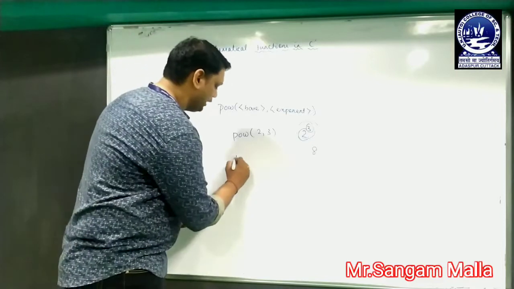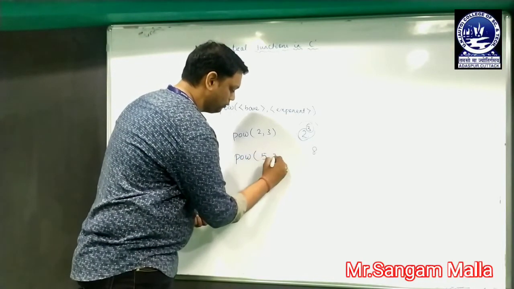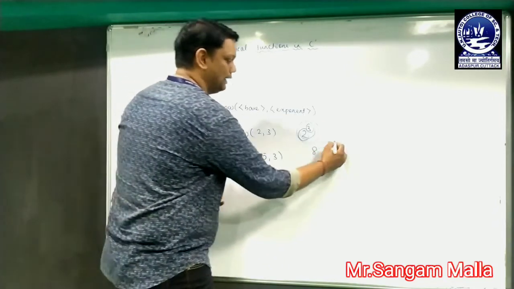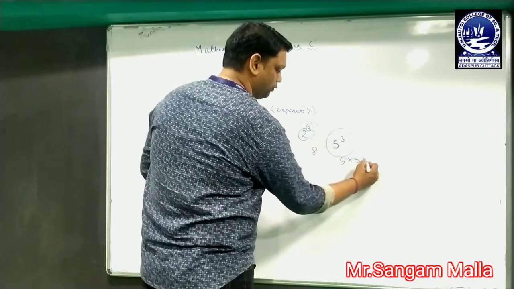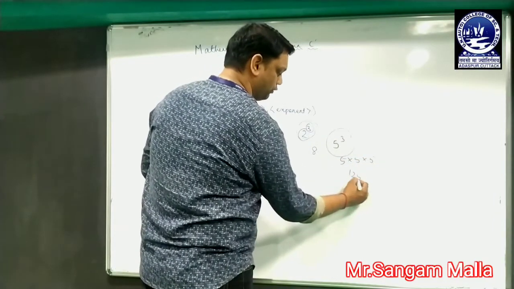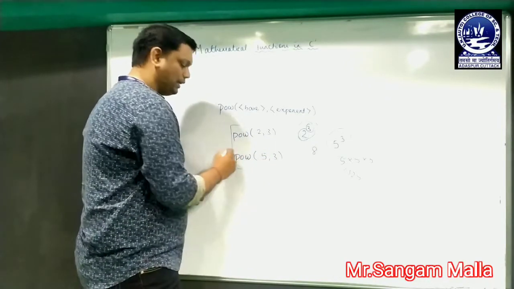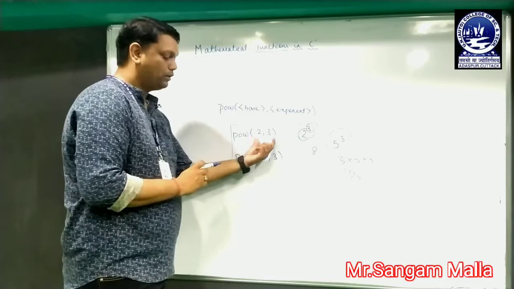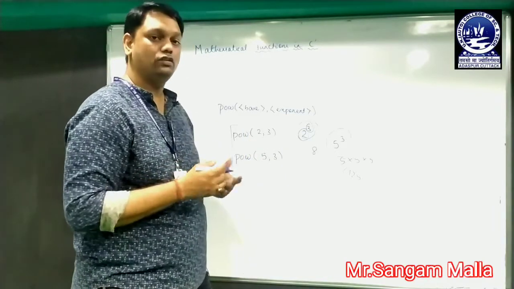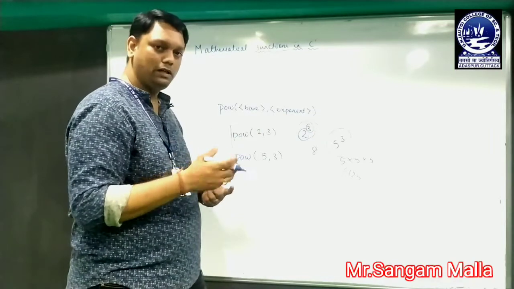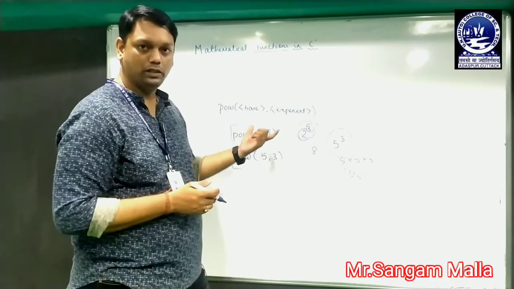So let's say I have written pow 5, 3. That means 5 to the power 3. So what is 5 to the power 3? That is 5 into 5 into 5, that is 25 into 5, that is 125. So it will print the value 125. In this way we can calculate the power of any number through the use of the pow function. So whenever the user needs to calculate the power of a number at any moment, they can simply use the pow function under the math.h header file.